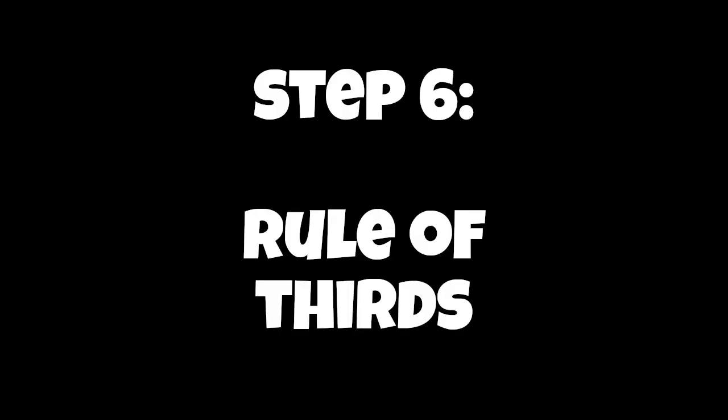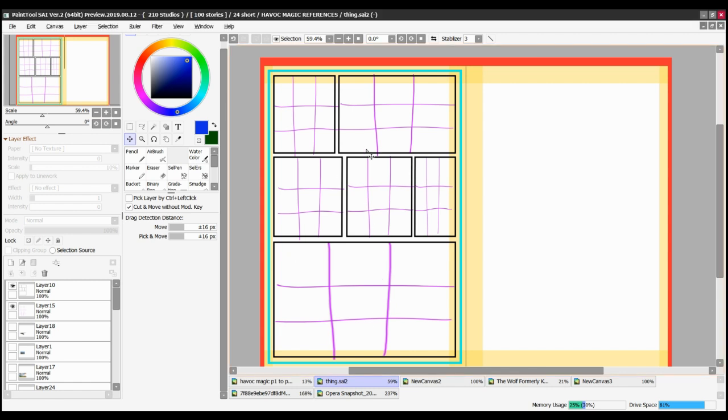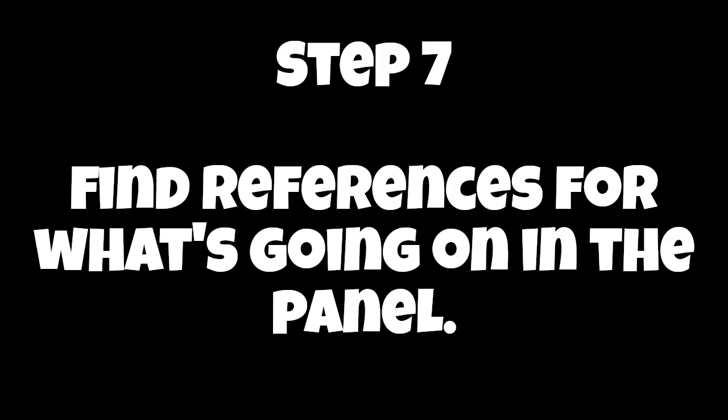Step 6. Divide the panel into 3 equal parts, top to bottom and left to right. I use the rule of thirds to help with my staging. Your focal point, the main thing you want the reader to look at, will be on or around one of the 4 points made by the intersecting lines. Or, it'll be in the center. Everything else in the composition does what it can to lead the reader's eye to it, and then to the next panel.